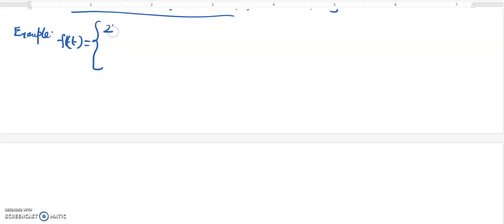The function is 2 if the value of t is between 0 and 1. The function is half t square if the value of t is between 1 and pi by 2. And the function is cosine of t if the value is greater than pi by 2.